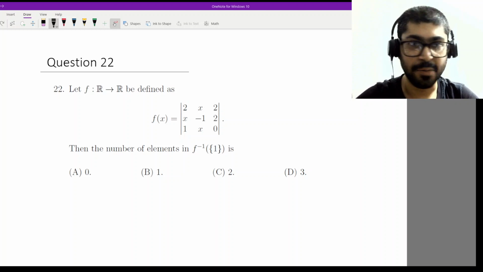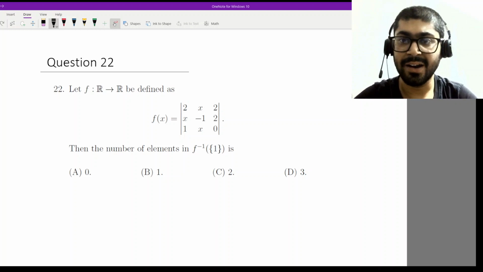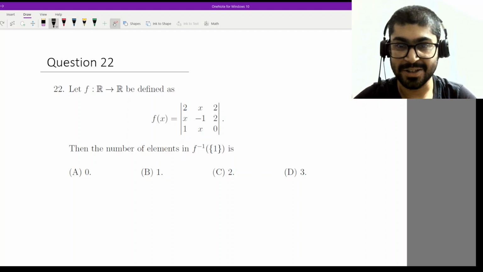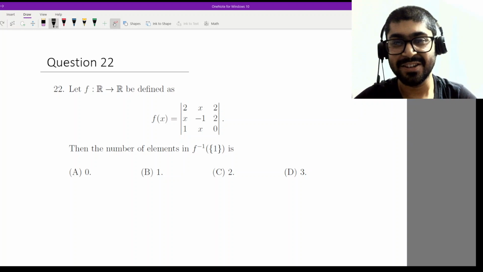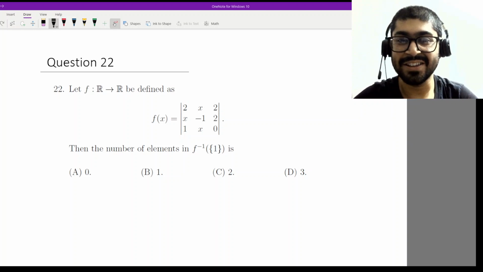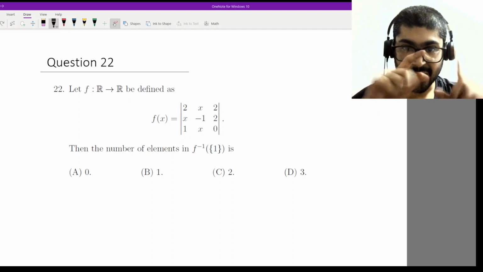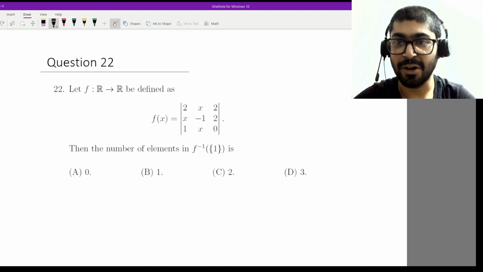The sample questions for BSDS 2024. We are at question 22 now. Question 22 is a mixture between functions, determinants, and there is a unique thing in the question as well, that is the fraction part function, right? So curly brackets 1 means the fraction part of 1.